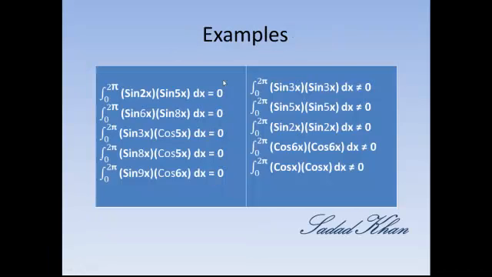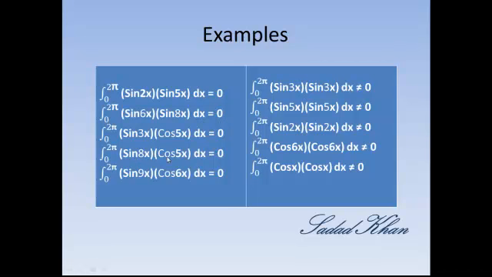Now here are some examples that lead to 0 and that do not lead to 0. So sine 2x, sine 5x, two different terms, 0 to 2 pi. The length is 2 pi. That means the length of the limits is equal to the period. So if the length is equal to the period or any multiple of period, the answer will be 0. It could be minus pi to pi, it could be 2 pi to 4 pi, it could be 4 pi to 8 pi, or 0 to 4 pi. The integration will be 0.